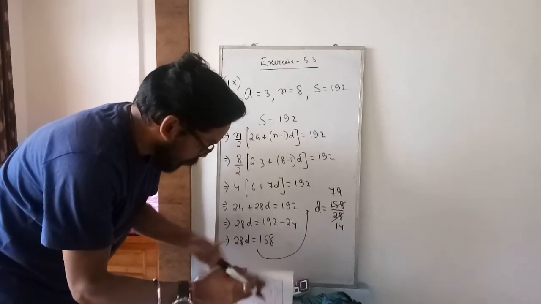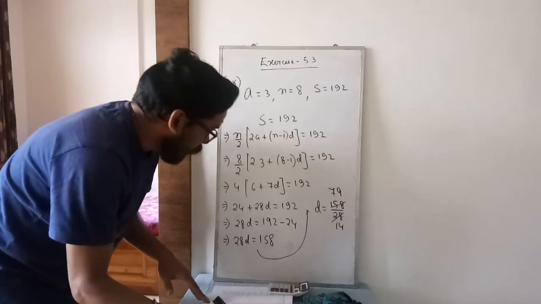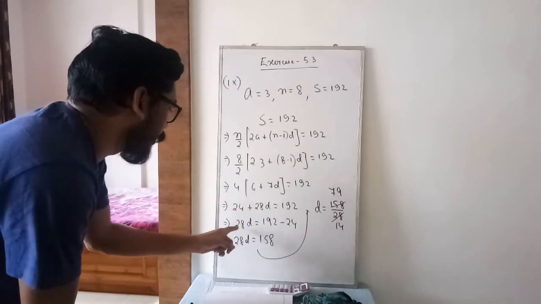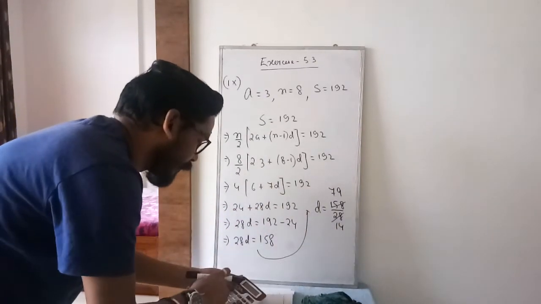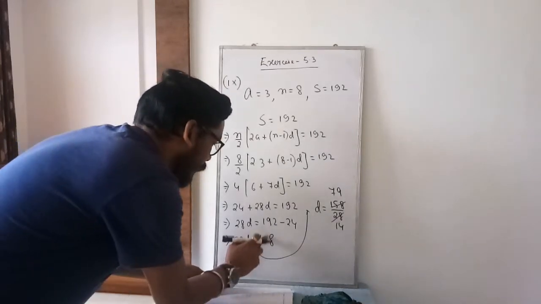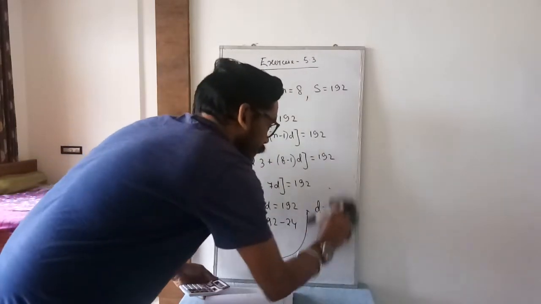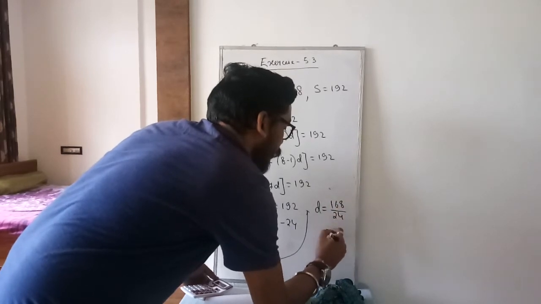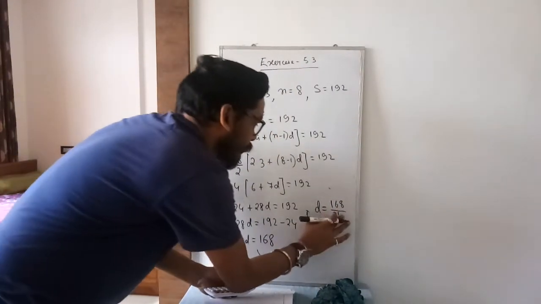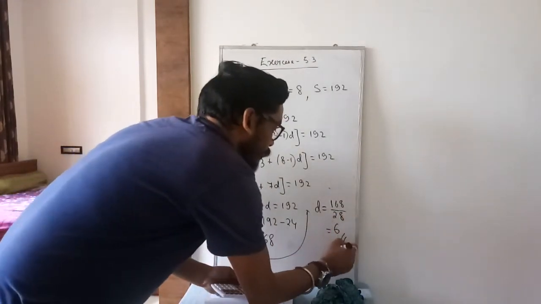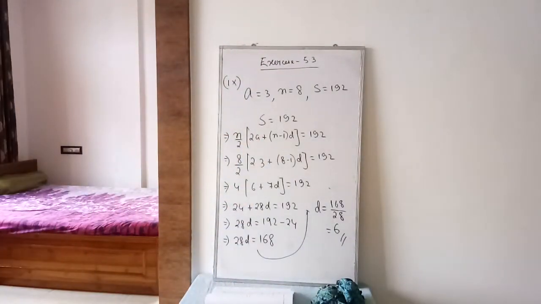Question number 9. What is the mistake I have done here? 2 times 3 is 6, 7d, 4 times 6 is 24, 4 times 7 is 28, 192 minus 24. I think I have done wrong. 192 minus 24 will be 168. So it is 168 by 28, not 24, 28. So 168 divided by 28 will be 6. So this is your final answer. Take the screenshot. Okay, taken.